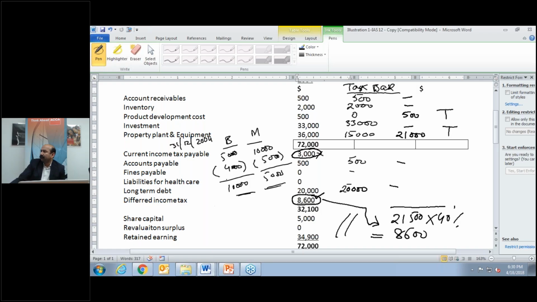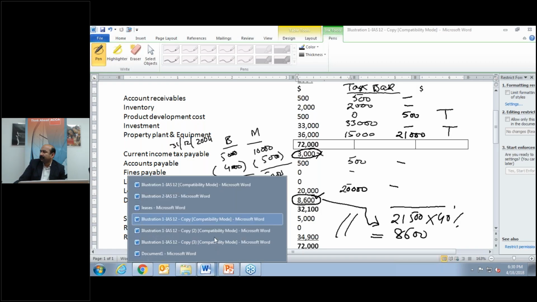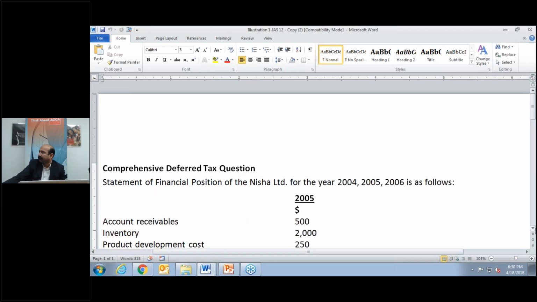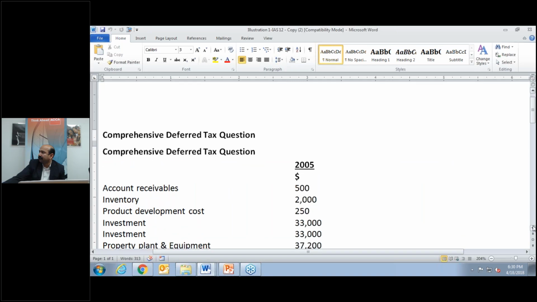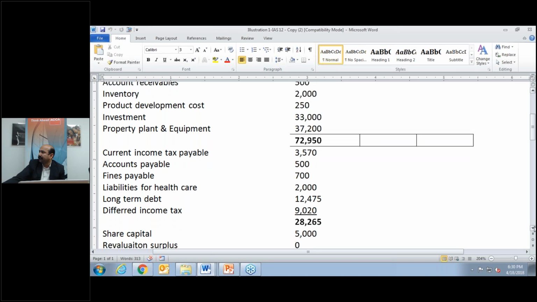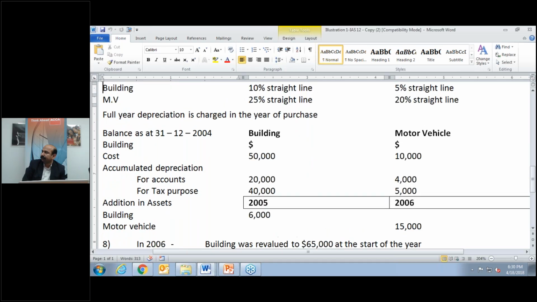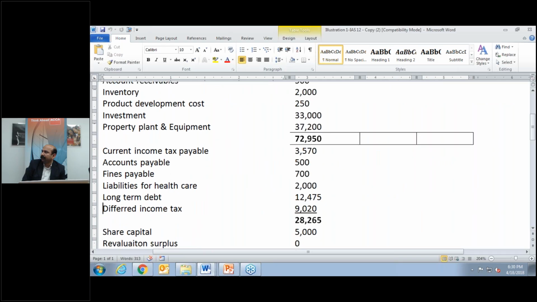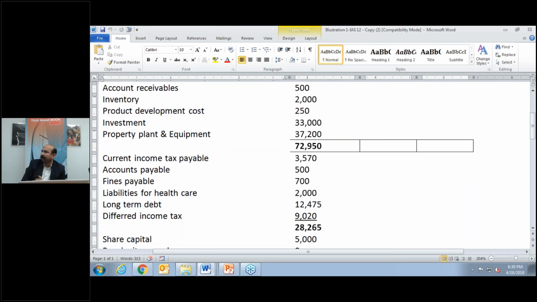Okay, now let's move to 2005. See here, it is 2005. Now for 2005, 86,000 is the opening balance. 86,000 is the opening balance. So we shall take 86,000 as an opening balance, and then we move further. Here we have all the accounts. Okay, fine.